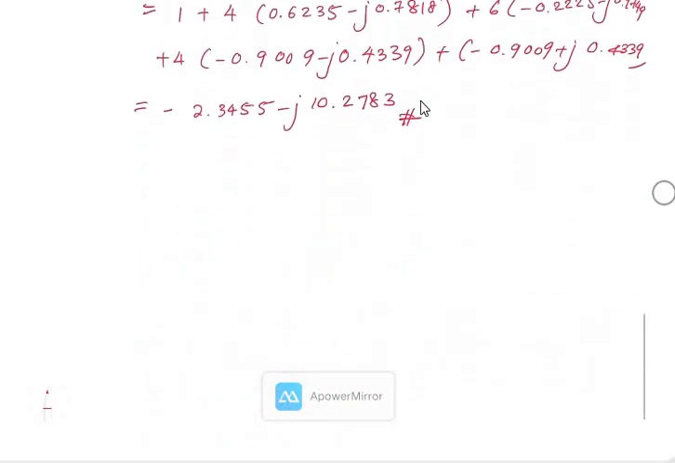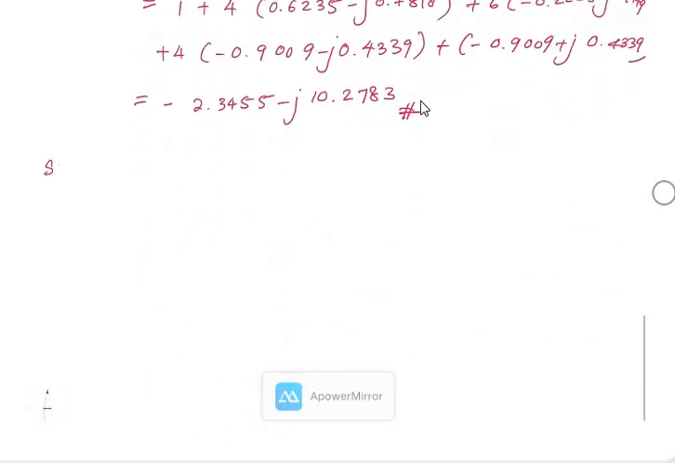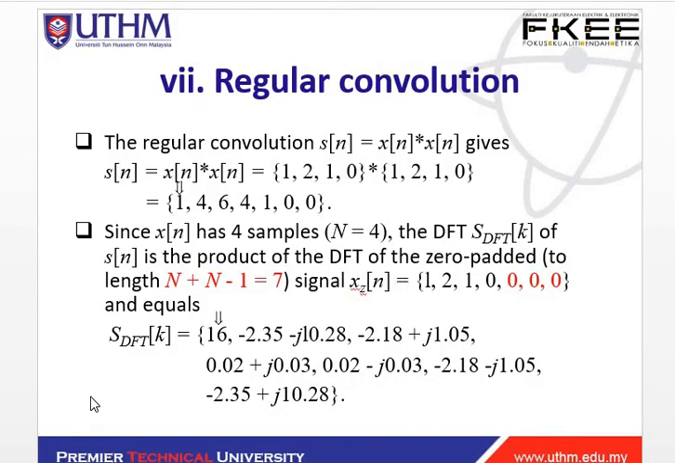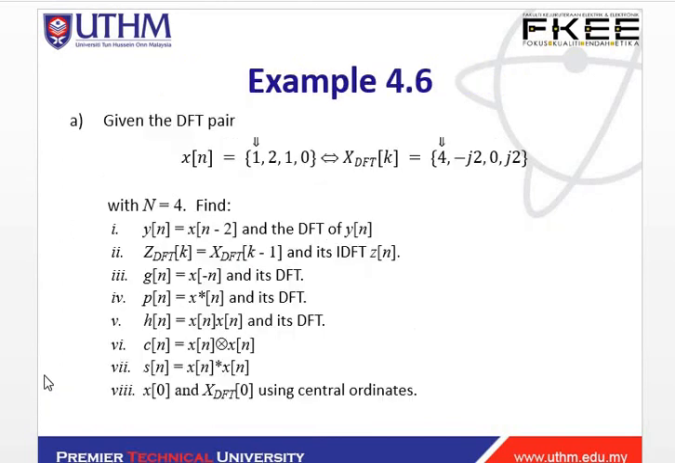Then with the same method, you can find the XDFT 2, XDFT 3, 4, 5, until the end. And this is the answer for the XDFT case. So just now I have found the 16 and this value. The others you can try on your own. So this is the answer here. And then we go to another example.